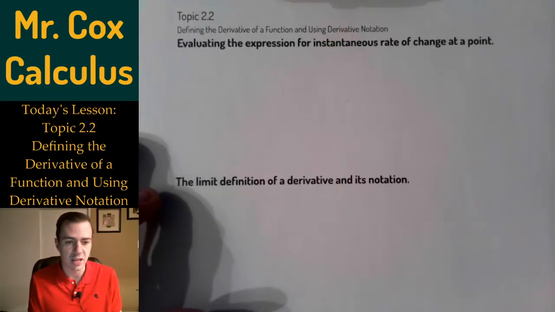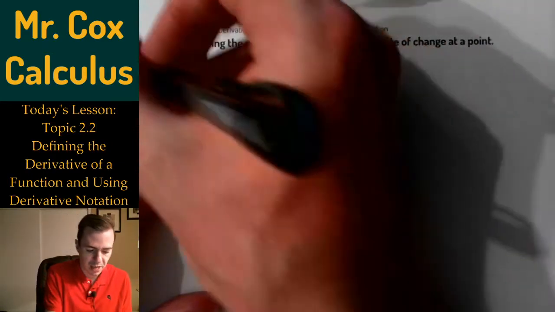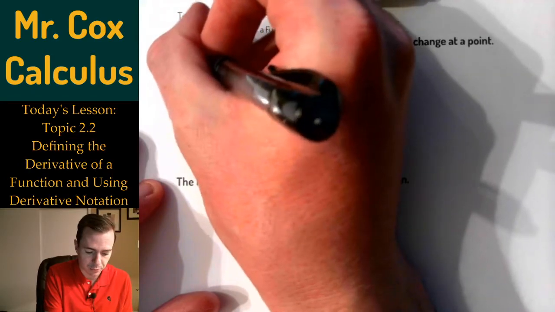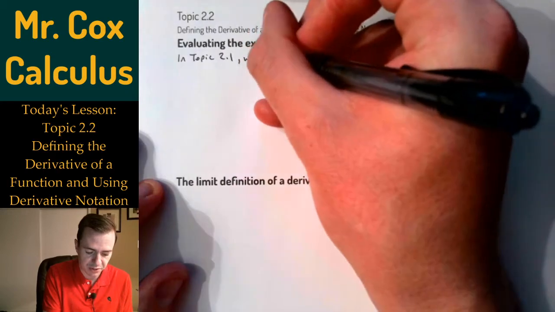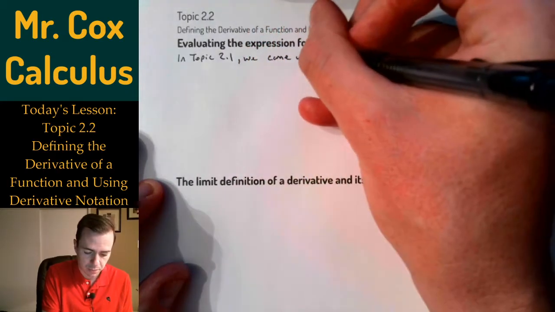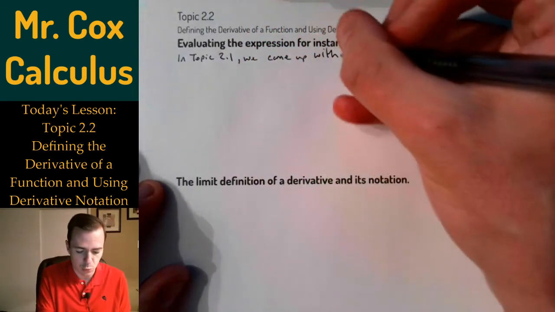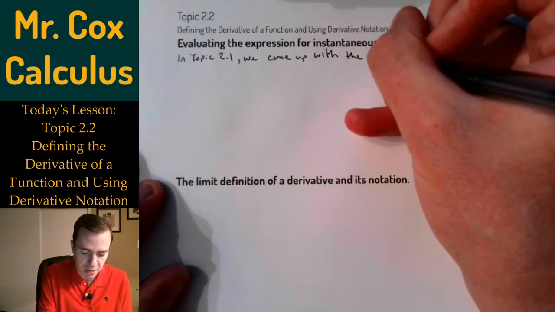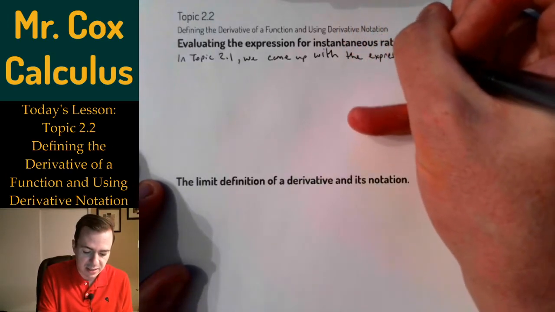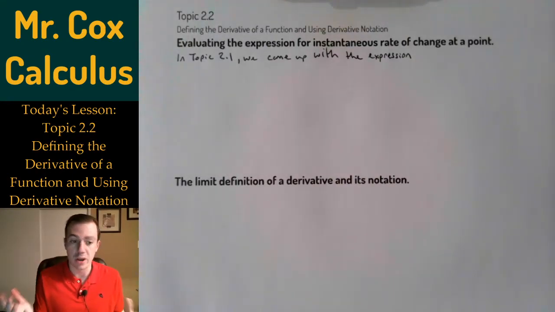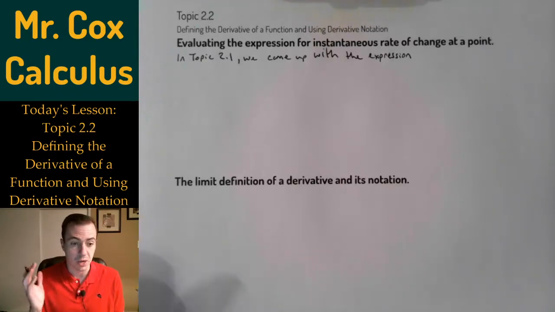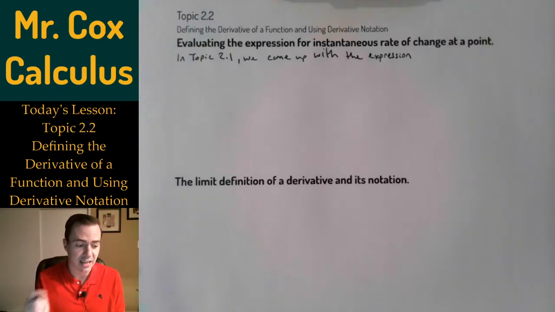Let's pick up where we left off in the previous topic. In topic 2.1, we developed this expression. We went back to that original question we had about how we find the instantaneous rate of change of a function at a point, where we can look at a point on any function, not necessarily a linear function, and say, what is the rate of change at this exact instant?